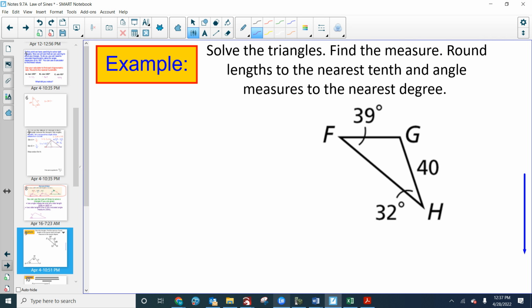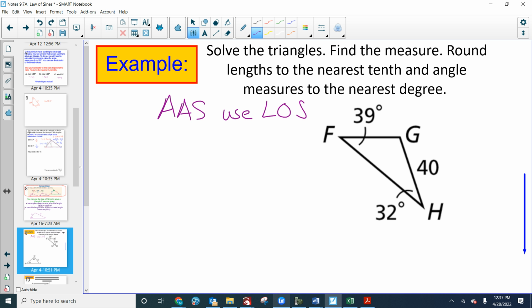Are you ready for your first law of sines problem? What do we have here? The angle side or the angle side angle? Is the S between the A's? So it's angle side. Angle side. Use the law of sines.